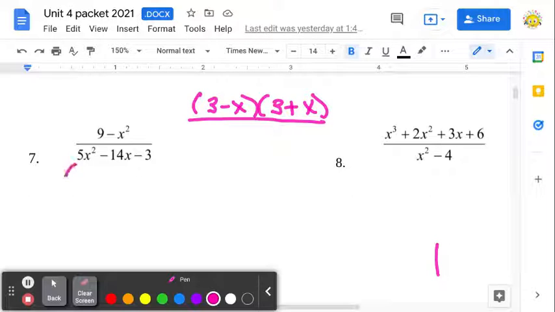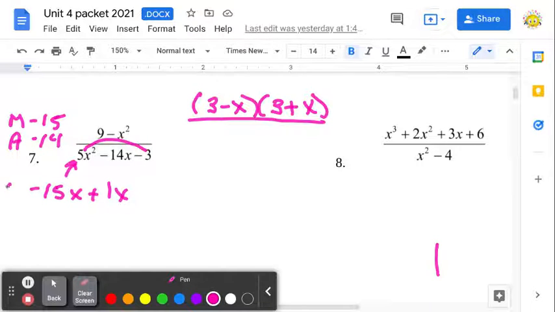Now here in the denominator, it's a trinomial, but the a term is a 5. There's no GCF, so I have to do the AC method, the grouping method, however you want to call that. So I have to find 2 numbers that multiply to -15 and add to -14. So let's see. That would be minus 15x plus 1x.